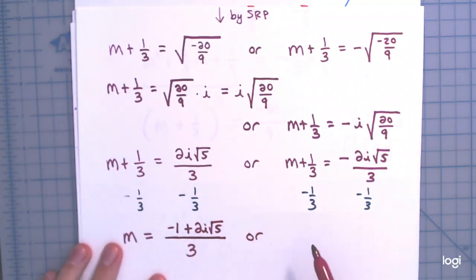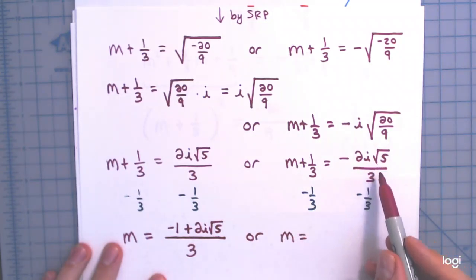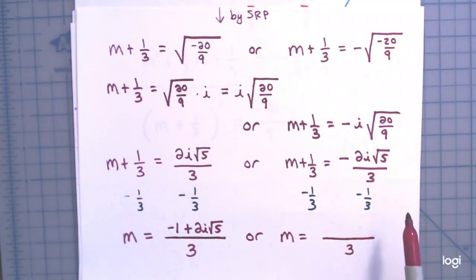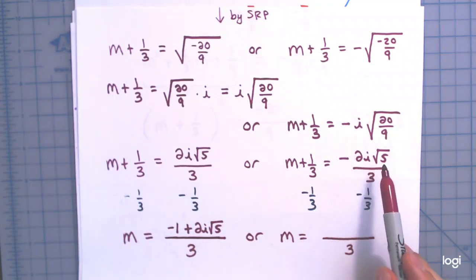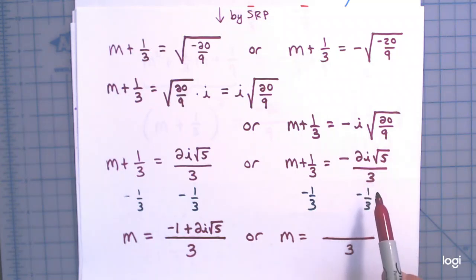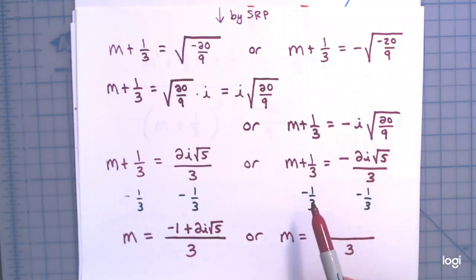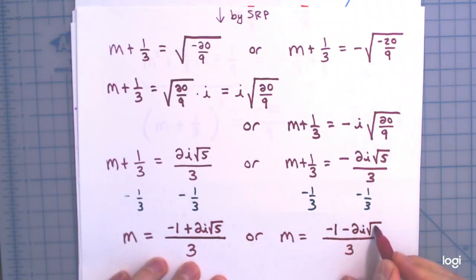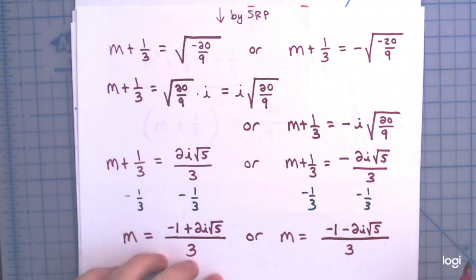Or same thing over here, m equals, and these two fractions that I'm adding or subtracting have the same denominator of 3, so the result will have a denominator of 3. And you can write the numerator as -2i times the square root of 5 and then -1. But as I mentioned, typically they put the real numbers first and then the imaginary terms after. So -1 first and then the imaginary term, the -2 times i times the square root of 5, and all of that in the numerator.